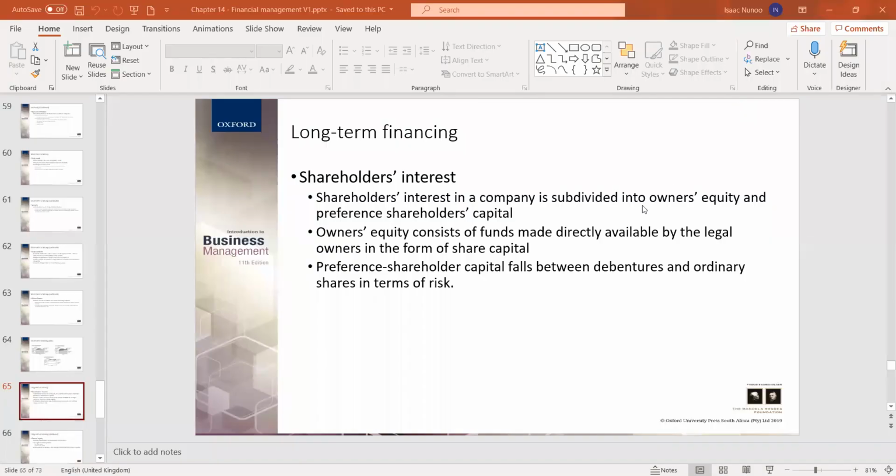Now, shareholder equity, in terms of long-term financing, shareholder interest, we can say that this can be subdivided into the owner's equity and the preference equity. So owner's equity consists of funds made directly available by the legal owners in the form of share capital. Then the preference shareholders' capital falls between the debentures and ordinary shares in terms of risk.